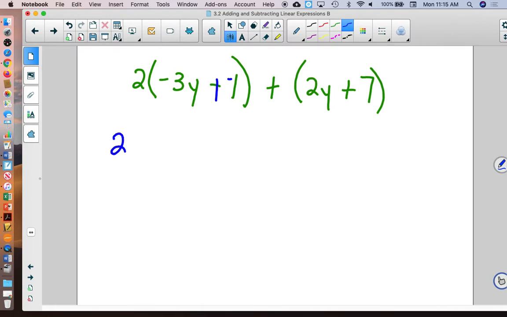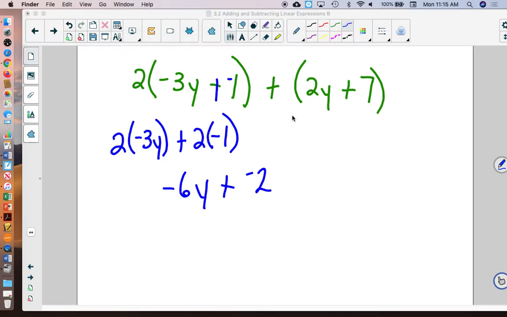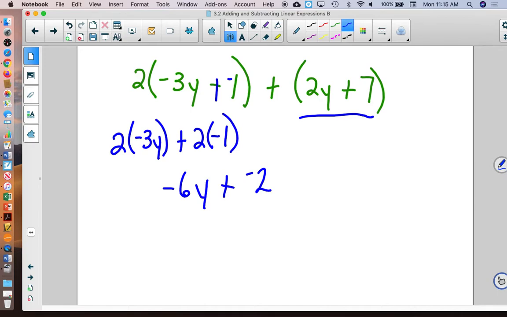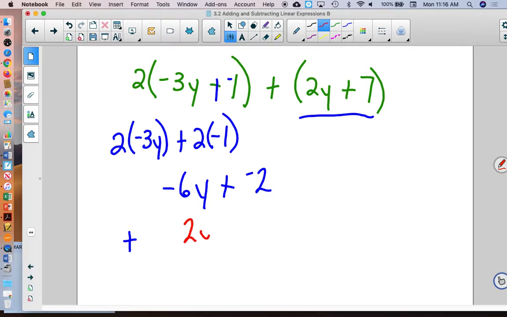Okay. Now, what is 2 times negative 3y plus 2 times negative 1? What is 2 times negative 3y? Negative 6y. What's 2 times negative 1? Negative 2. Okay. And then I can go ahead and bring this down. Do you agree with that? So that says to add to it, this is my other expression, 2y plus 7.